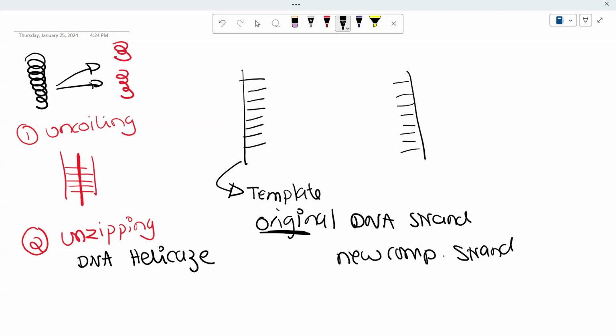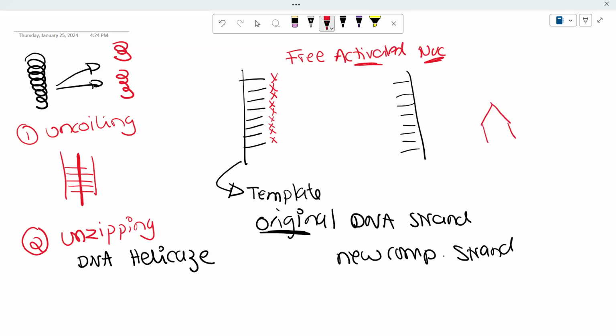Very good. Now we have 2 exposed templates, or templates with exposed bases. Who will arrive and bond with the exposed bases? These exposed bases, what do they attract? Free nucleotide bases. Very good. Please use this term, free activated nucleotides. Where do they come from? They're found in the nucleus. And why are they activated? Because we have 2 extra phosphate groups bound to them.